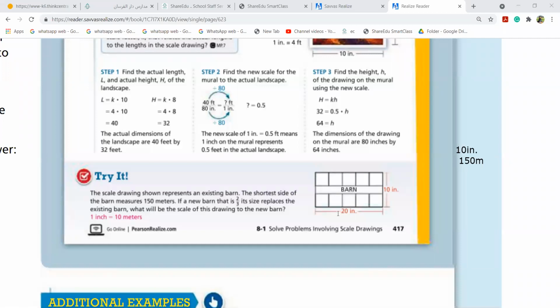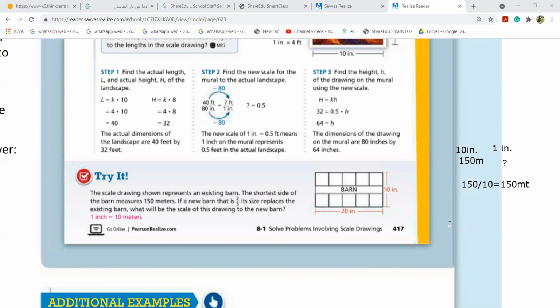Please, any one of you tell me in this barn, which is the shortest side, the length or the width? The width is the shortest, the 10 inches. So 10 inches shows 150 meters, so 1 inch shows how much? 150 divided by 10 is equal to 15 meters.